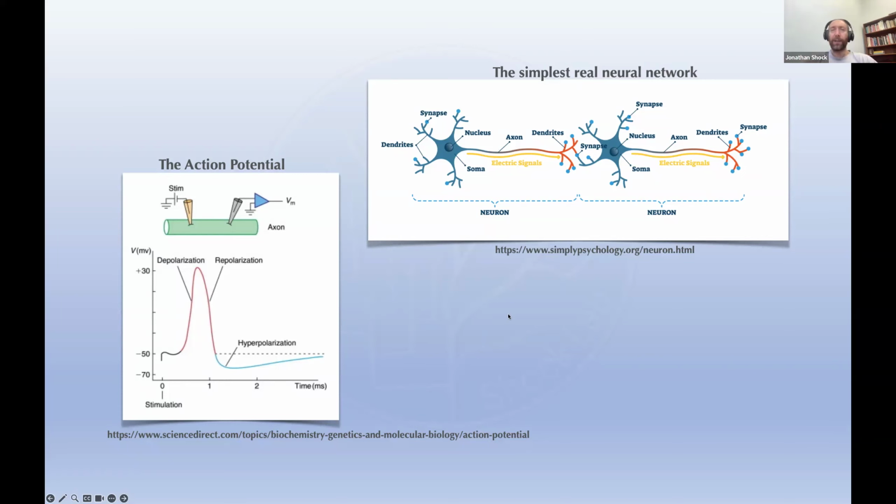Okay, so we have this sort of cartoon drawing here of the neuron, which is something like what's happening in the brain.